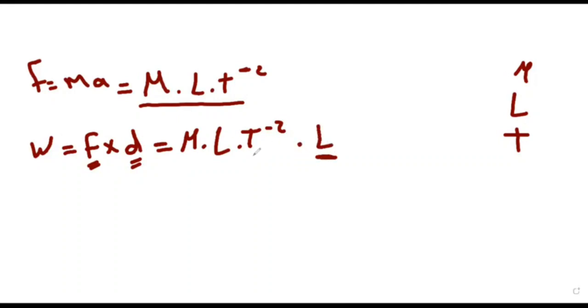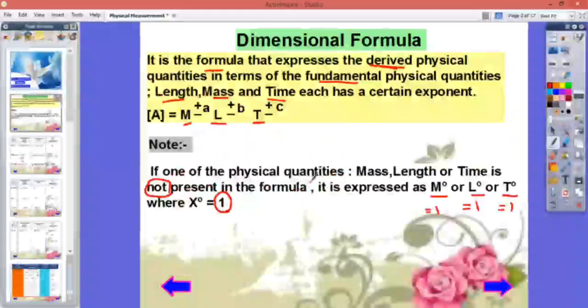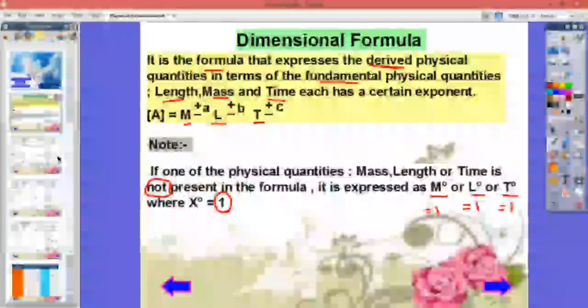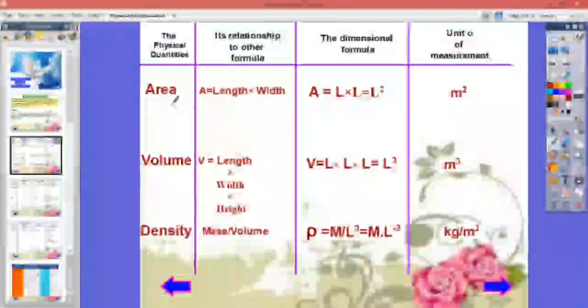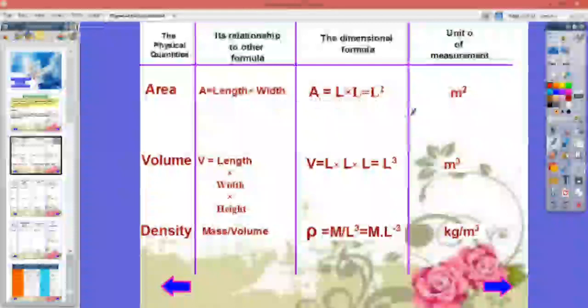Okay, let's collect lengths together. It equals M L power 2 T power -2. So we can now determine the dimensional formula of every quantity. Every derived quantity we can convert into fundamental quantities and determine the dimensional formula. Number 1, area: length multiplied by width, L power 2.